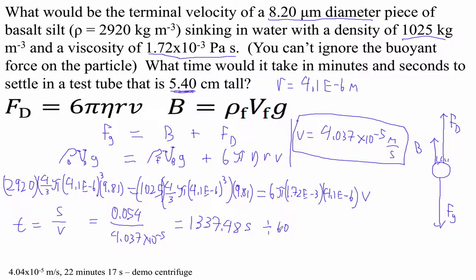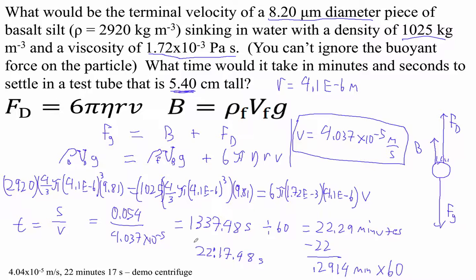So I get 22.29 minutes. Right, so then the question is, this is like decimal minutes, so how do you figure out how many seconds it is? I'm going to subtract 22 from that, and I get the remainder is 0.2914 minutes, multiplied by 60 to get seconds. It's 17.48 seconds, right? So it's 22 minutes, 17.48 seconds. 22 minutes, that's too long to wait, right?